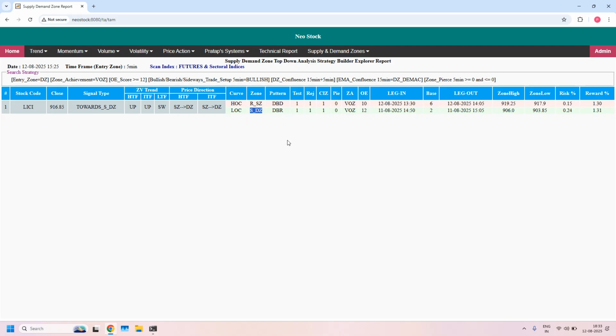Already it is tested once. But is it going to work again? It is depending on less than 20 checklist items are satisfied. Otherwise zone might be violated. Okay, next.